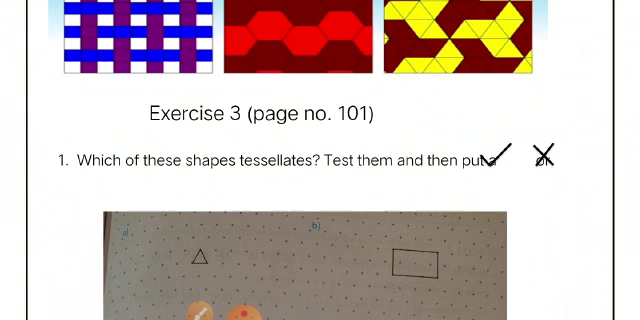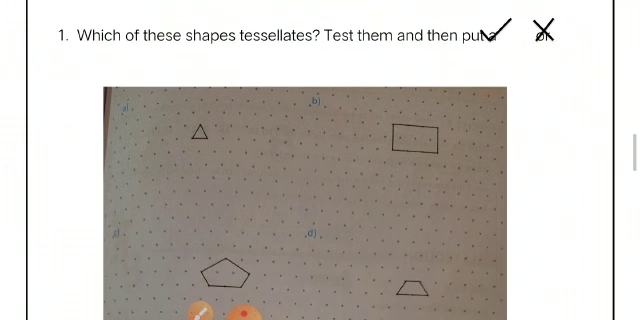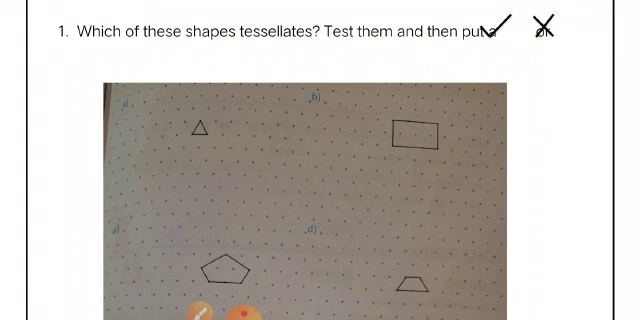Which of these shapes tessellate? Test them and put a tick or cross. The shapes have been given. We have to observe whether they tessellate or not. In other words, we have to check if we place them back to back, end to end, do they leave any space or gap in between, or do they not.